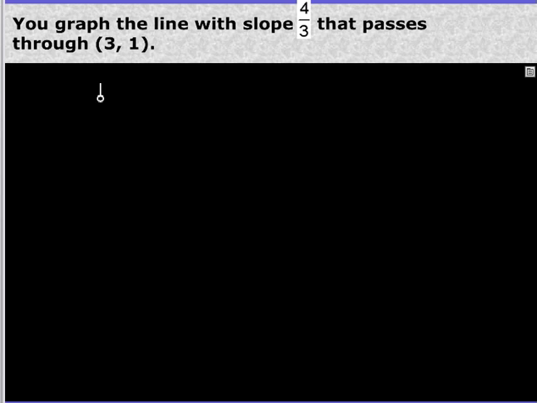All right, so here's one for you to try. Slope of 4/3 that passes through the point 3, 1.